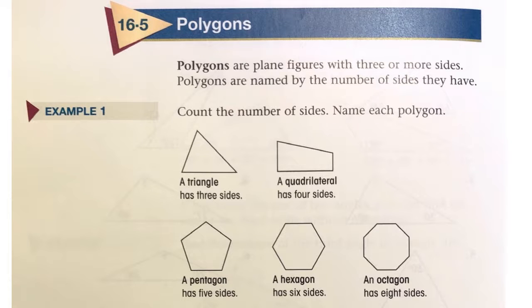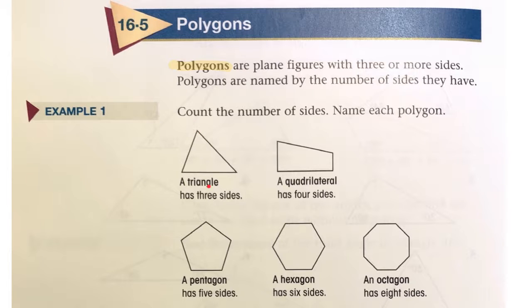Basic Math, Chapter 16, Section 5, Polygons. Polygons are plane figures with 3 or more sides. Polygons are named by the number of sides they have. For example, count the number of sides and name each polygon.